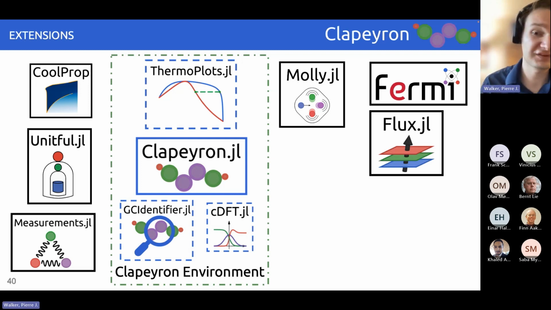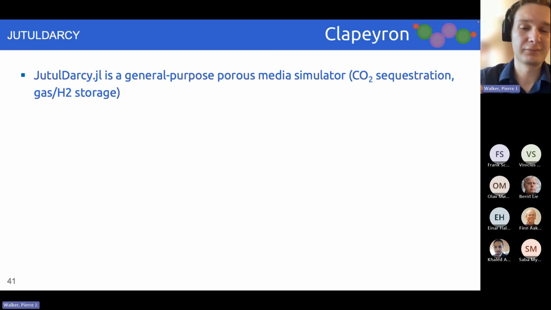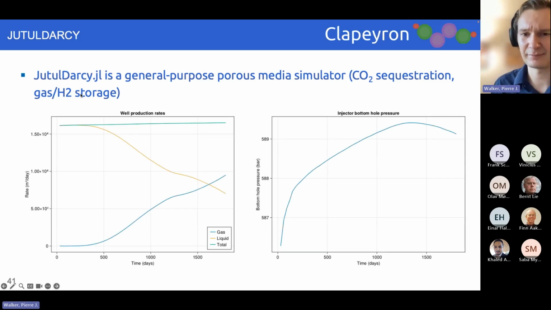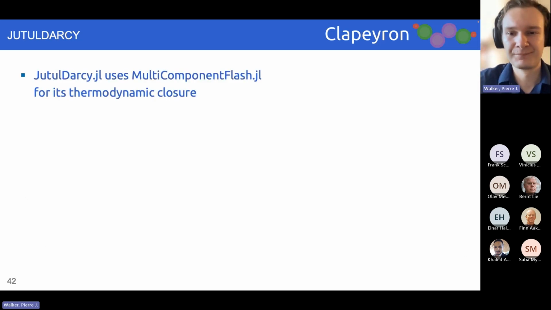However, the extension we are most excited about and will likely be of most use to this audience has been with JutulDarcy. Now, for those unaware, JutulDarcy is a general-purpose porous media simulator developed by Olav Møyner for systems such as carbon dioxide sequestration or gas storage. Here I show a simple example of a simulation of a basic well provided within the package. Now, when it comes to modeling real systems in JutulDarcy, it uses its own package called MultiComponentFlash for thermodynamic closure. This package currently only provides implementations for cubics.